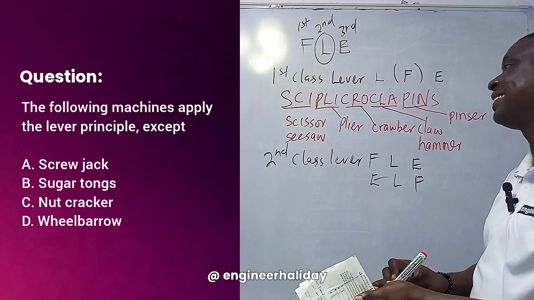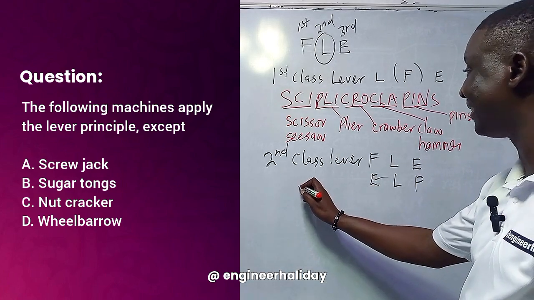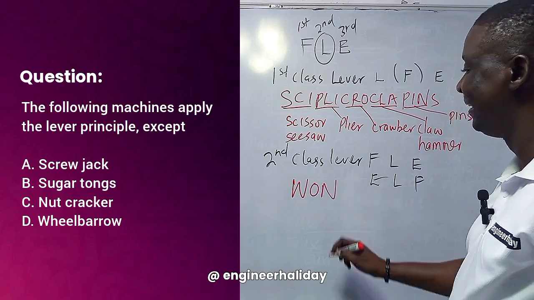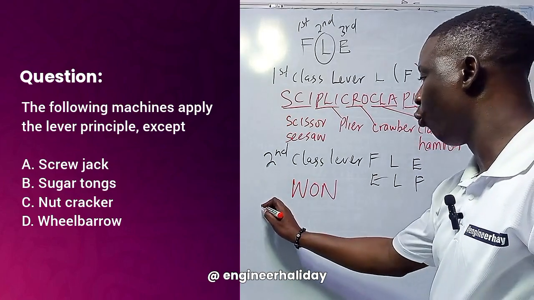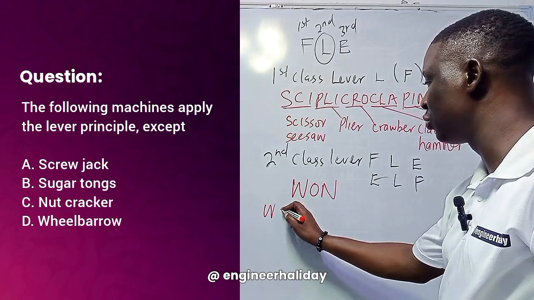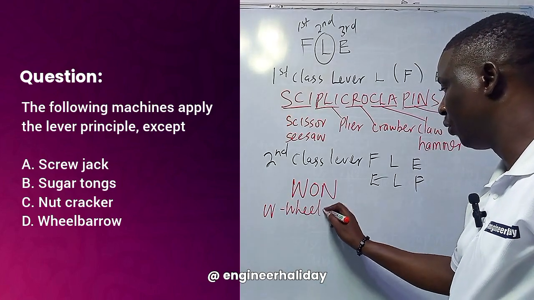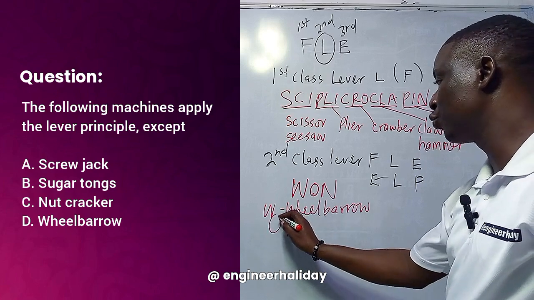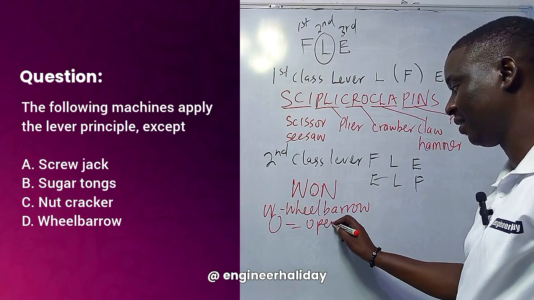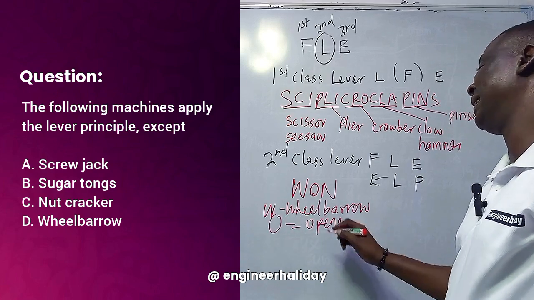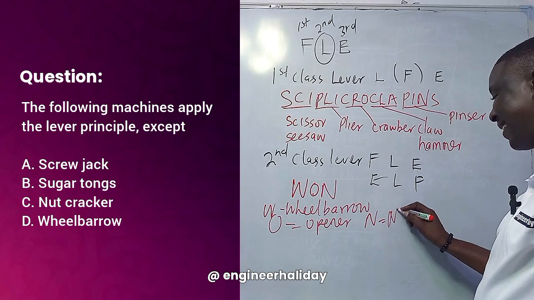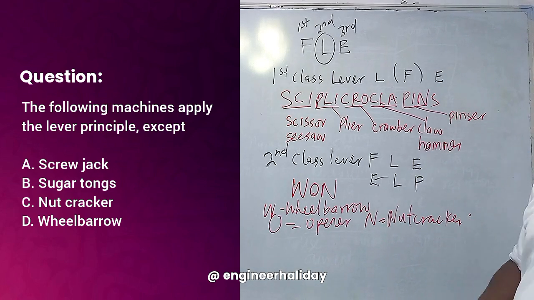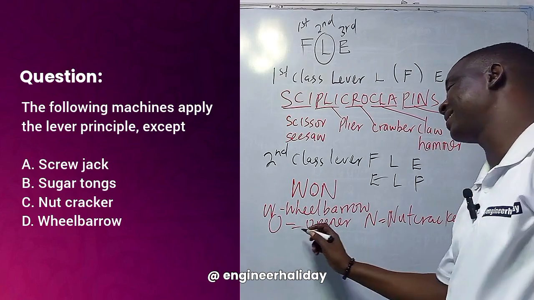Then take this shortcut for the examples, for those of you that are writing this up: WON. What does that one mean? W is wheelbarrow. O means opener. And N means nutcracker. Then the third class lever.